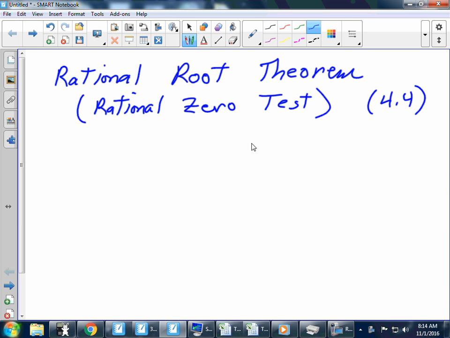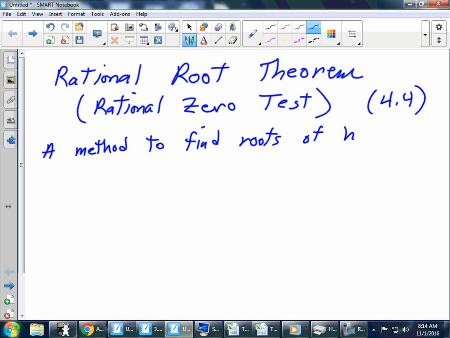Okay, so this is a method to find roots of higher exponent polynomials.